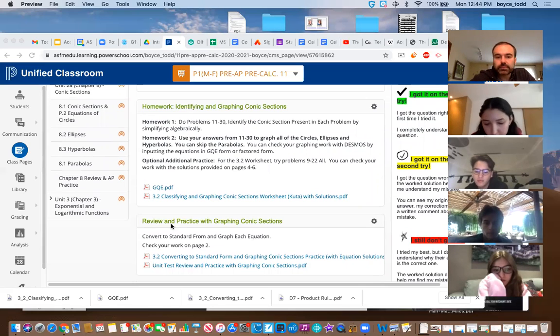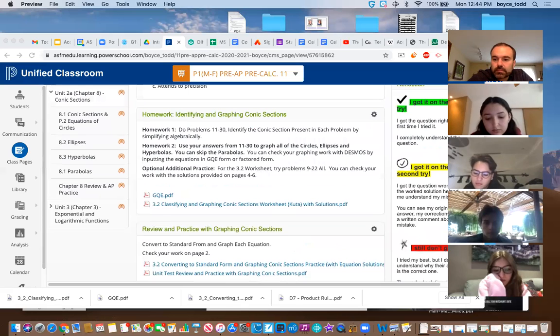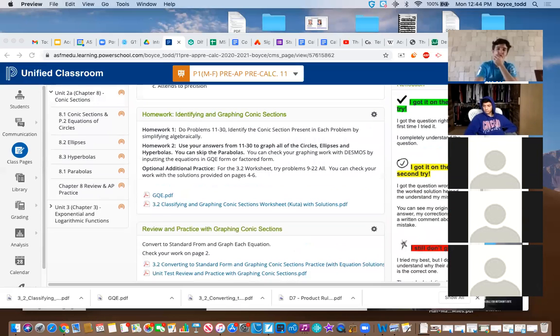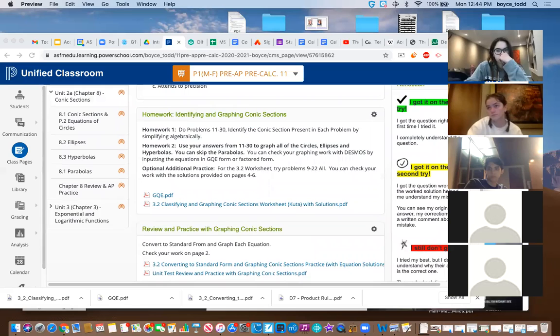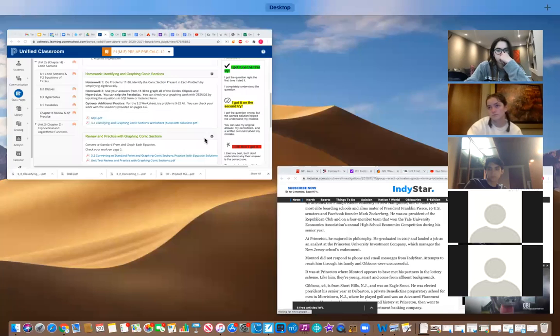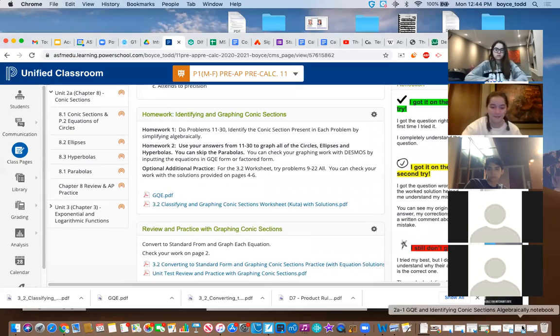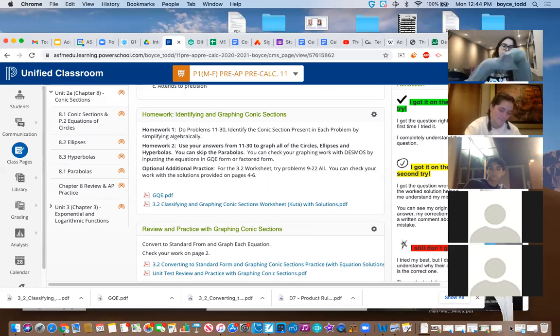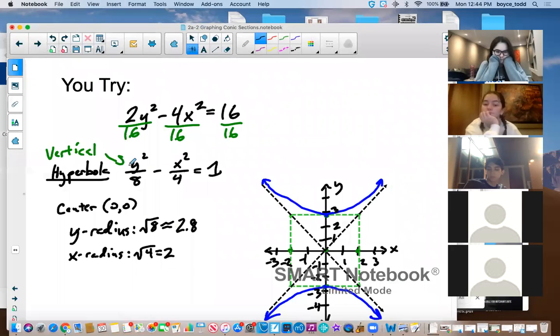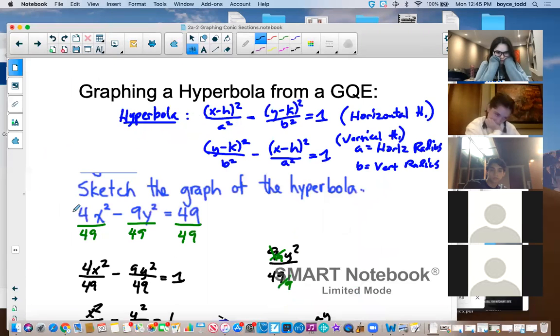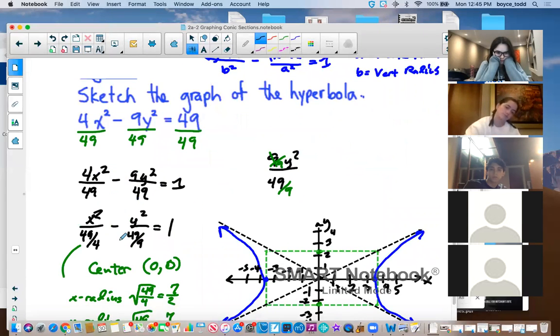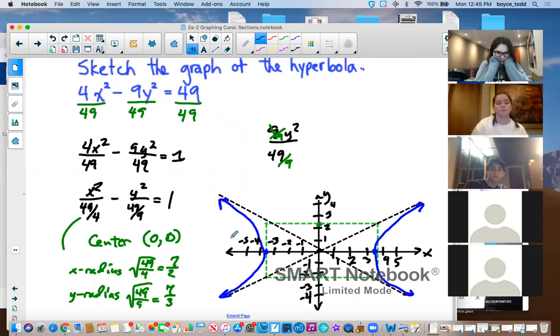Yes, Mr. Boyce. I wanted to ask quickly, how do you know if a hyperbola is vertical or horizontal? Yeah, good question. So let's see, where were we at? Here it is. So the key to knowing if it's vertical is if y is first, right? So y first means it's vertical because that's the positive. Okay, and if x is first, like in this one, you notice that x is first, that's how you know it's horizontal. Okay.